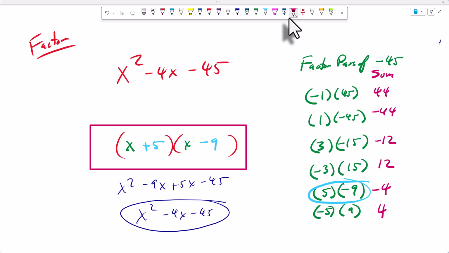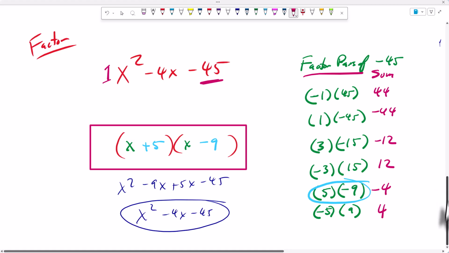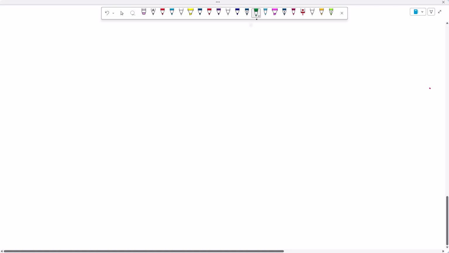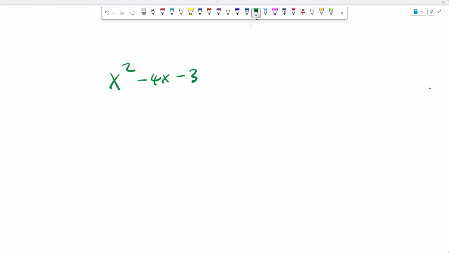Okay. This method, what we're doing, where we list out the factor pairs of the, sometimes known as the C term, I'll explain that in a minute, only works when the leading coefficient is 1. Okay, we'll talk more about that. Okay, try to factor this by yourself.